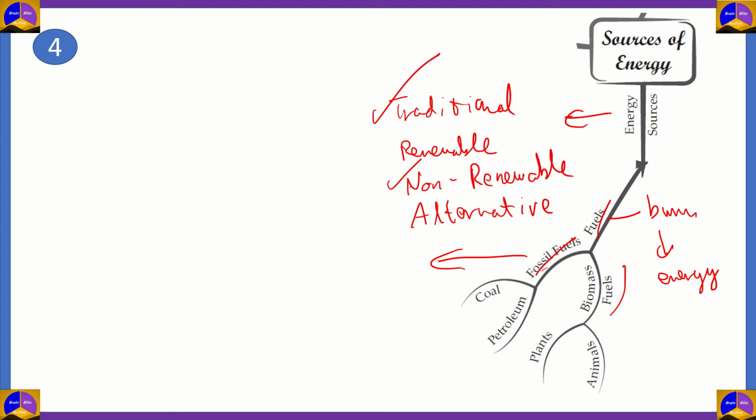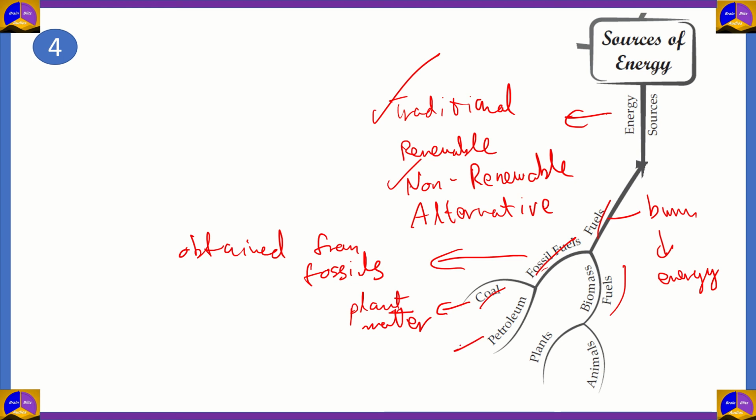Now, fossil fuels are fuels which are obtained from fossils. No, these are not the fossils that you see in paleontology. These are fossils of various animals that have been converted into oil, coal, etc. Coal is found from plant matter, and petroleum is the fossil fuel that we get from animal matter. So those are basically the two types of fossil fuels that you get.